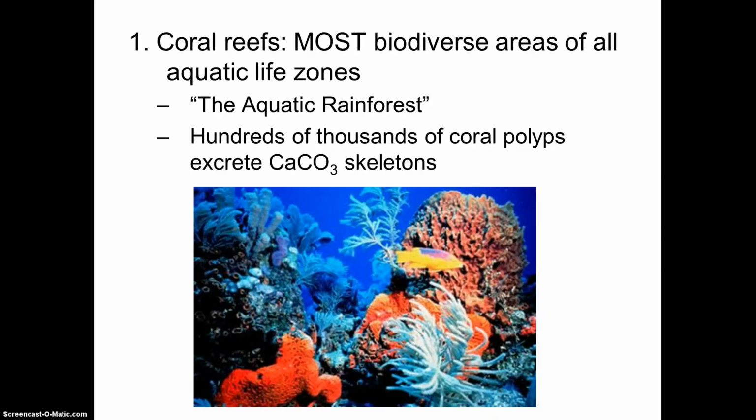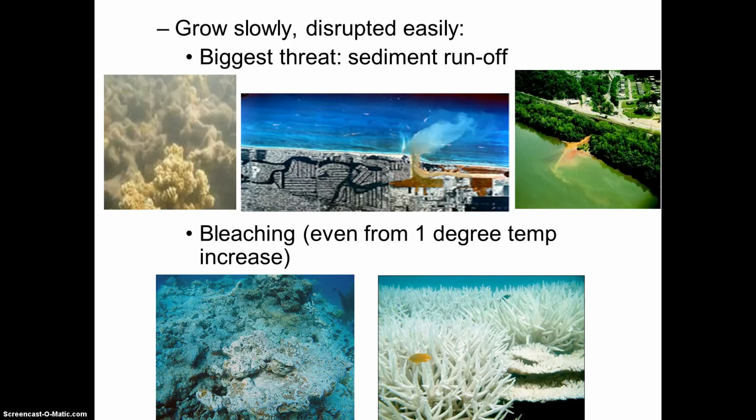The one you're most familiar with is probably the coral reef. This is the most biodiverse area in all of the aquatic life zones. We find thousands of species all living together in very small areas when we look at a coastal reef. They're called the aquatic rainforest. So just like on land, you've got that huge biodiversity in a rainforest, the coral reefs are the same way. Here we have lots and lots of coral polyps. Corals are animals, they are not plants, but they do secrete that calcium carbonate skeleton. And that is what makes them hard on the bottom. It's what keeps them anchored to the ocean floor.